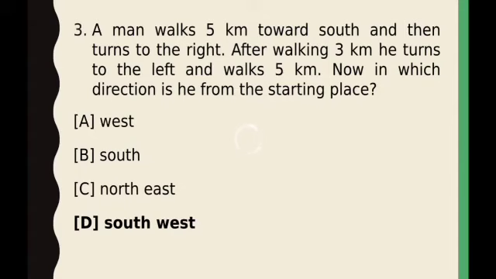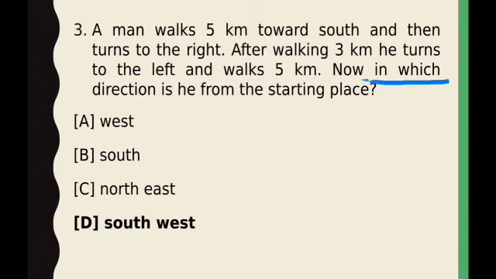He's saying that a man walks 5 kilometers towards south direction. So he's moving towards south, means downward he is going, and then turns to his right. So if you are going downward, your right turn will be this side, your left turn will be this side. It means you will be taking a turn towards west. Okay. After walking 3 kilometers, he turns to his left. So if you are going towards west, your left turn will be down. Okay. That is towards south again. And you will be moving 5 kilometers.